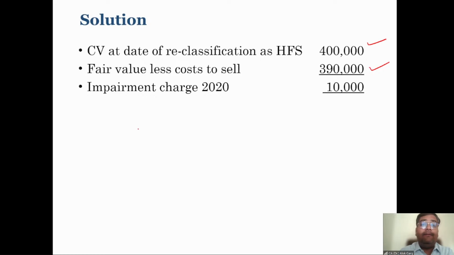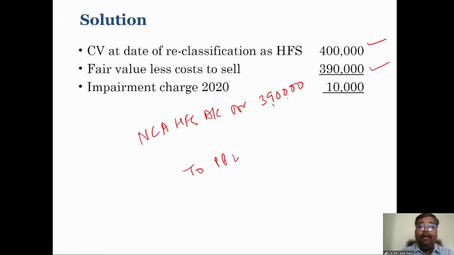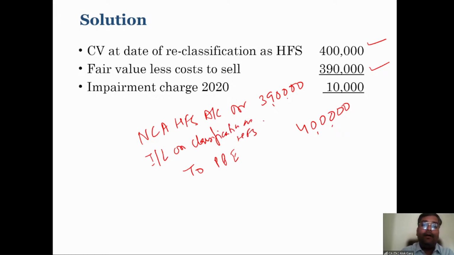What is the accounting entry? NCA HFS account debit 3,90,000 to PPE 4 lakh, right? Impairment loss on classification as HFS debit 10,000, right? This will be your accounting entry.